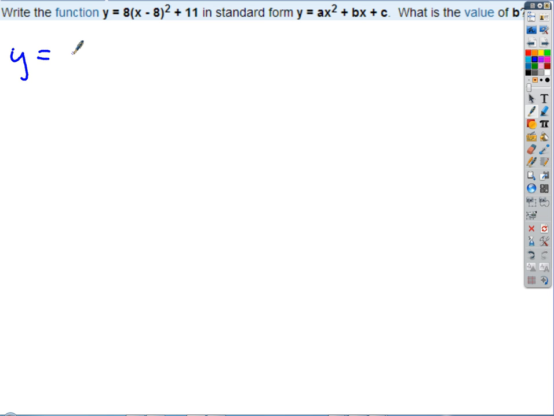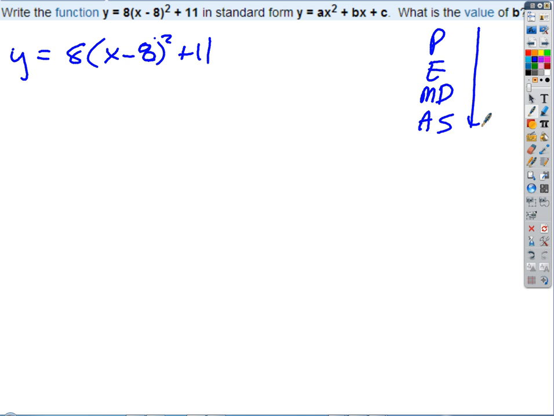So if I've got y equals 8 times the quantity x minus 8 squared plus 11, and I want to write that in standard form, I am expanding or simplifying. So I'm using the normal order of operations, normal PEMDAS stuff. Only when we isolate do we go backwards, but we're not isolating. We're just trying to rewrite that in standard form. So what's the first thing we do? Parentheses. x minus 8 can't be simplified, so inside the parentheses I can't do a thing.